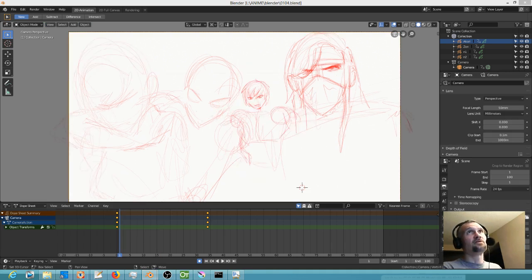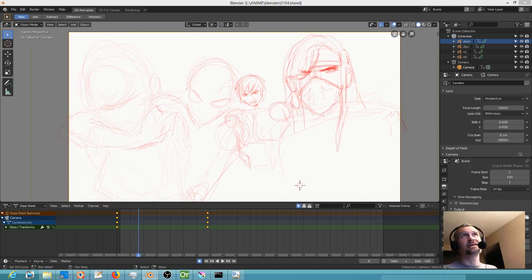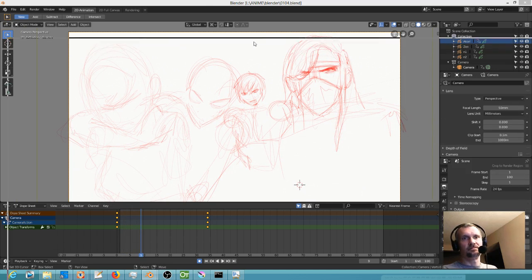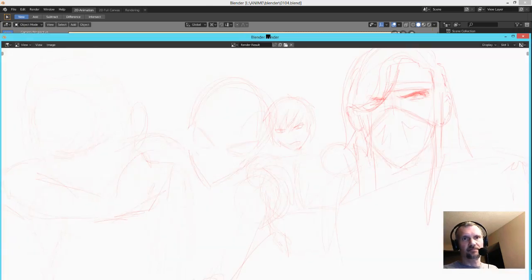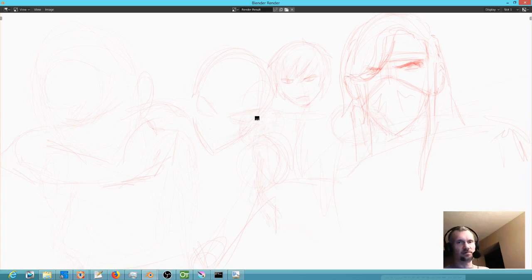Okay, so that's rendering. Not remarkably fast, actually. Kind of surprised by that. It's not like the old OpenGL renders, which were like real-time almost.